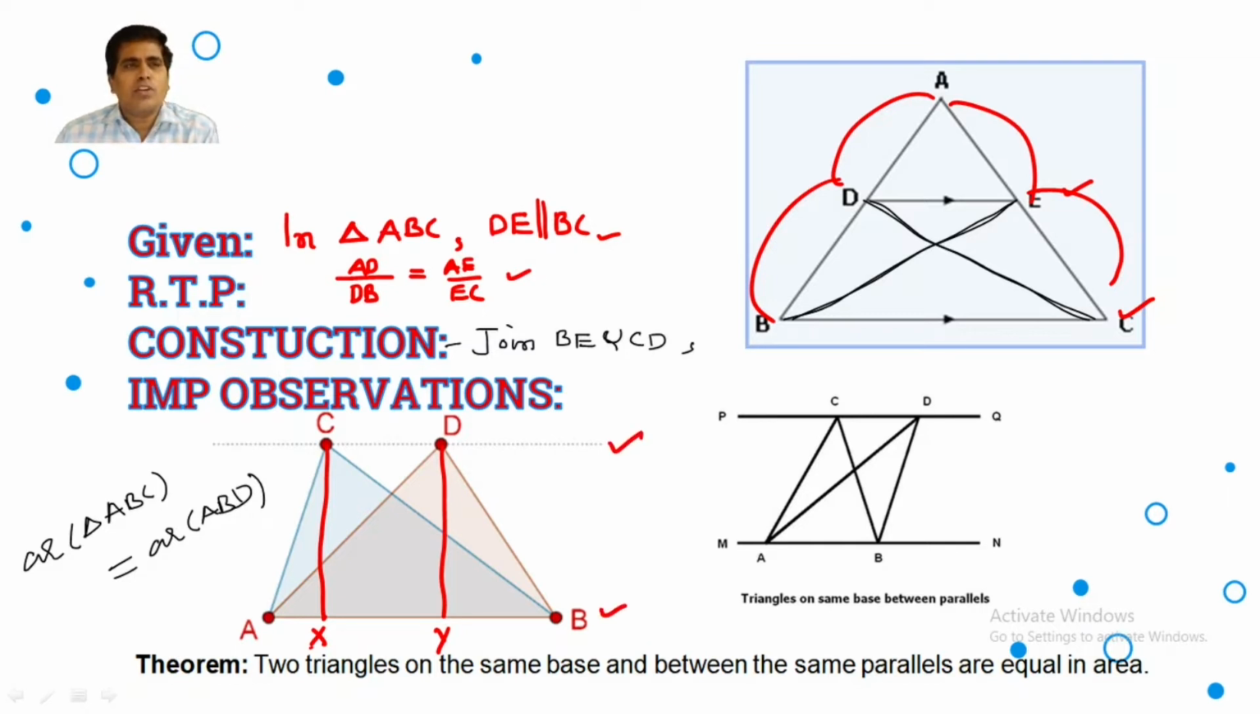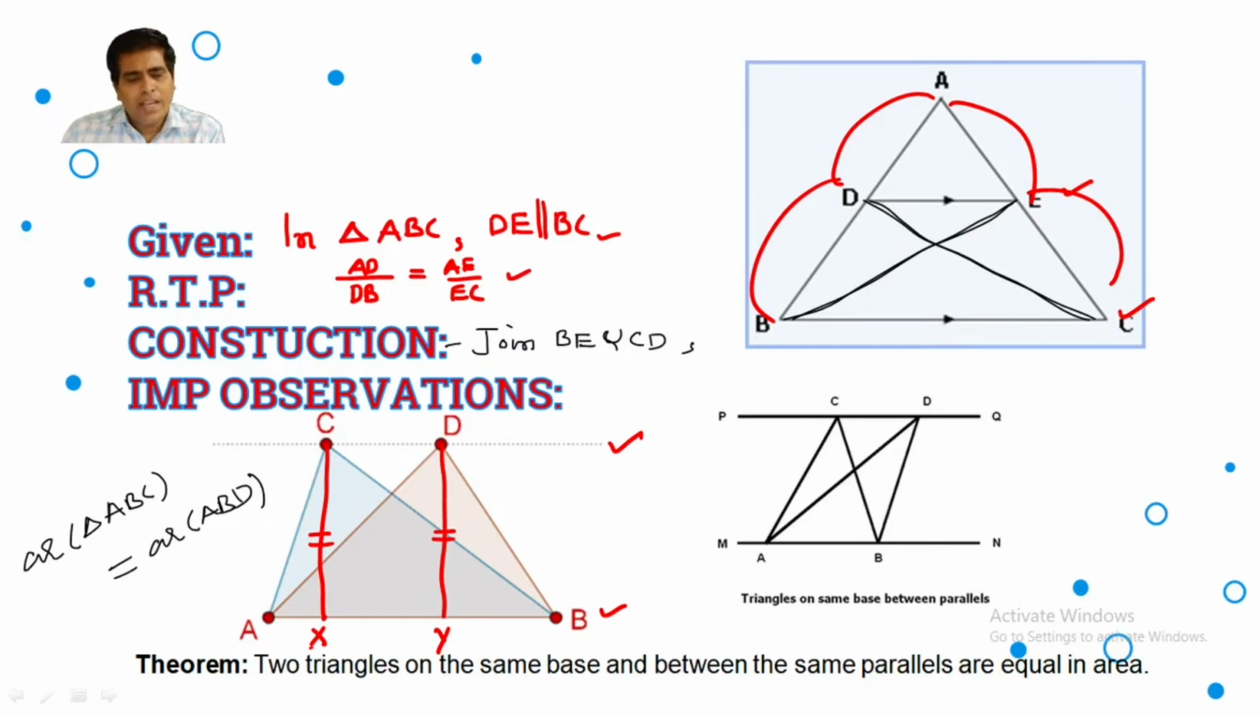What is the definition of parallel lines? Parallel lines have the same distance at every point. So from C to X and from D to Y, it is the same distance. So the altitudes are the same here. CX and DY are the same here. So I am sharing the same base again.